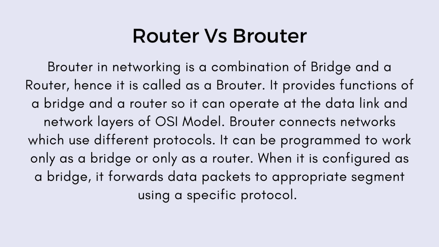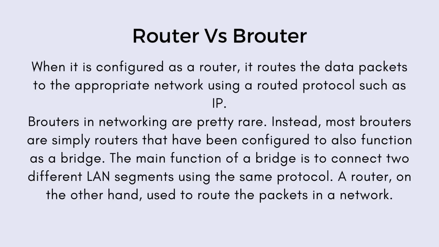When it is configured as a bridge, it forwards data packets to appropriate segment using a specific protocol. When it is configured as a router, it routes the data packets to the appropriate network using a routed protocol such as IP. Brouters in networking are pretty rare. Instead, most brouters are simply routers that have been configured to also function as a bridge. The main function of a bridge is to connect different LAN segments using the same protocol. A router, on the other hand, is used to route the packets in a network.